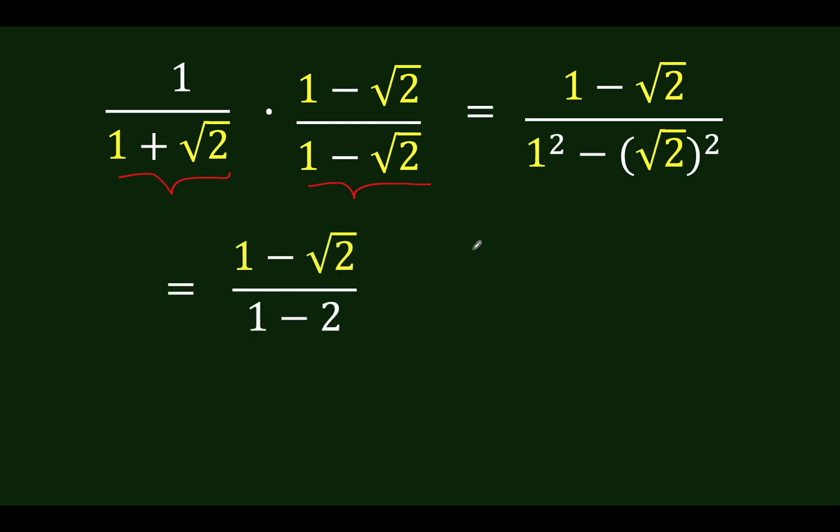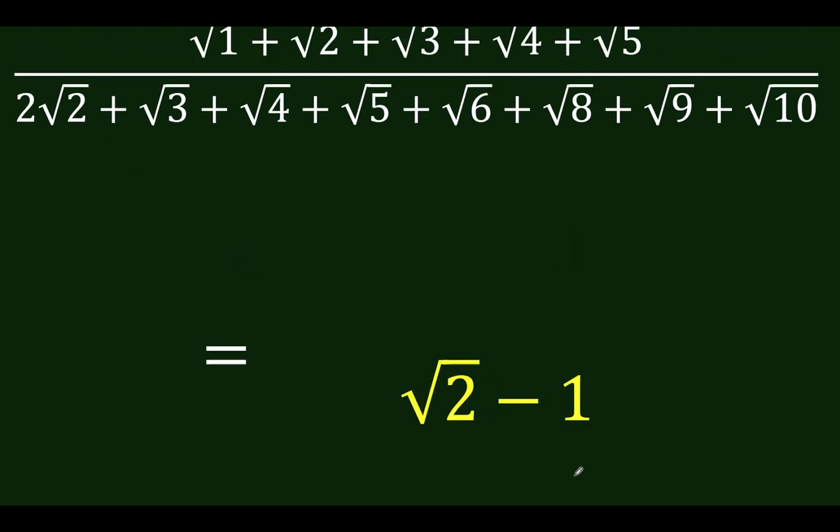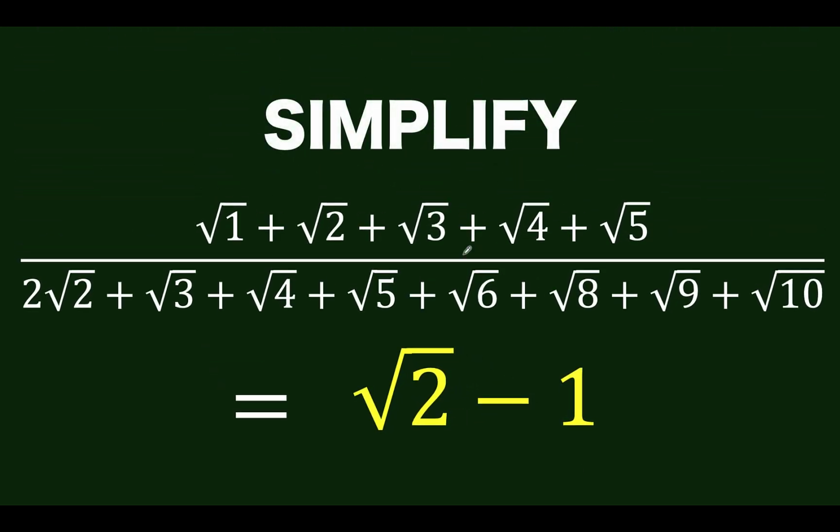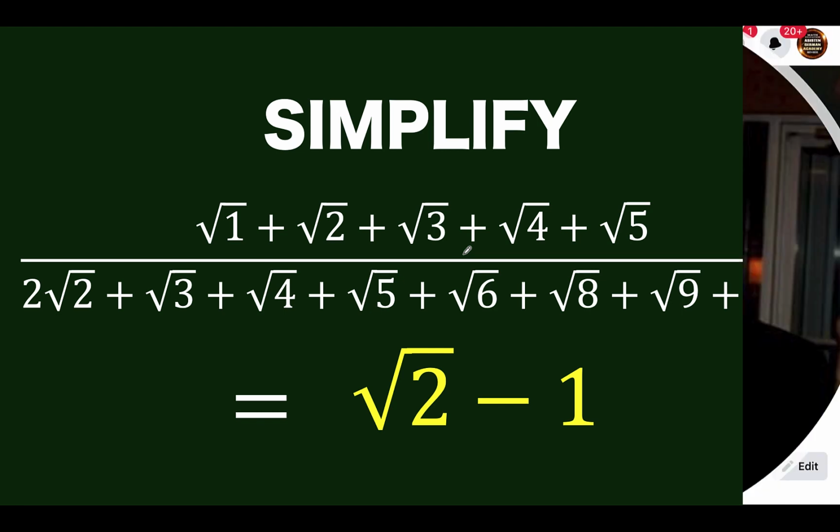1 squared is 1. The square of square root of 2 is 2, and copy the minus sign. And that is equal to 1 minus square root of 2 over negative 1. And finally, this is equal to square root of 2 minus 1 when we divide by -1. And this is now the simplified form of this given complicated rational radical expression.